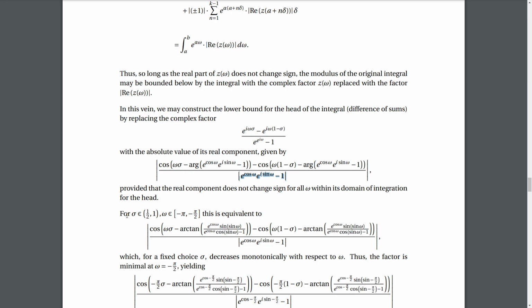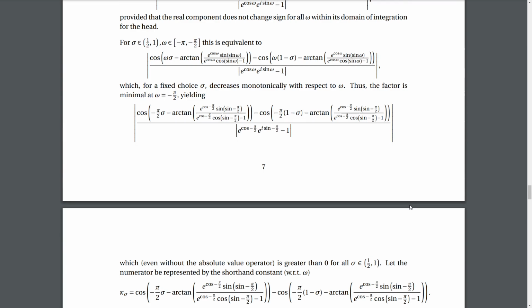Okay, so now we have sigma in the open interval 1/2 to 1. We have omega ranging from negative pi to negative pi over 2 for our head in this integral. This is the real part, which we're going to use for our lower bound, and it is given by this. For any choice of sigma, whatever choice you make, this ratio decreases monotonically with respect to omega. So it's minimal at negative pi, and it's maximal at negative pi over 2.